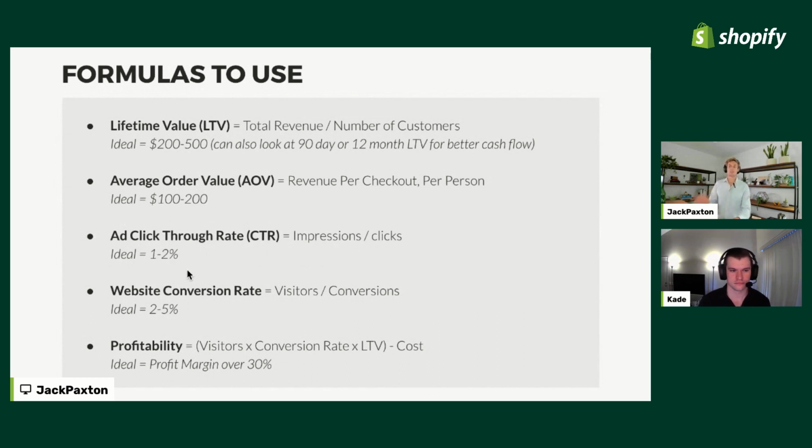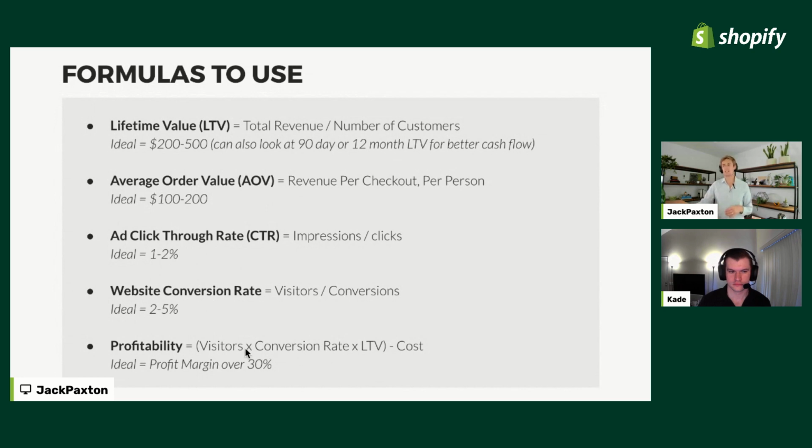So you need to look at click-through rate as well as cost per click. Cost per click, you want to usually keep around $1. Now, this is a big one, website conversion rate. This is super important and it does change depending on your average order value. But ideally, you want to have a website conversion rate between 2% and 5%.